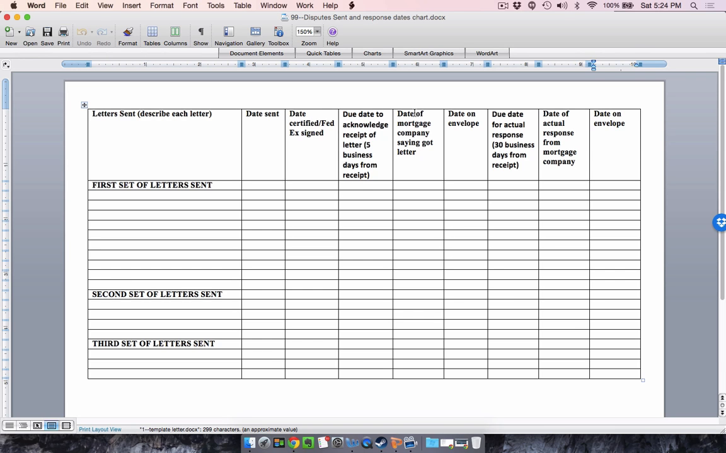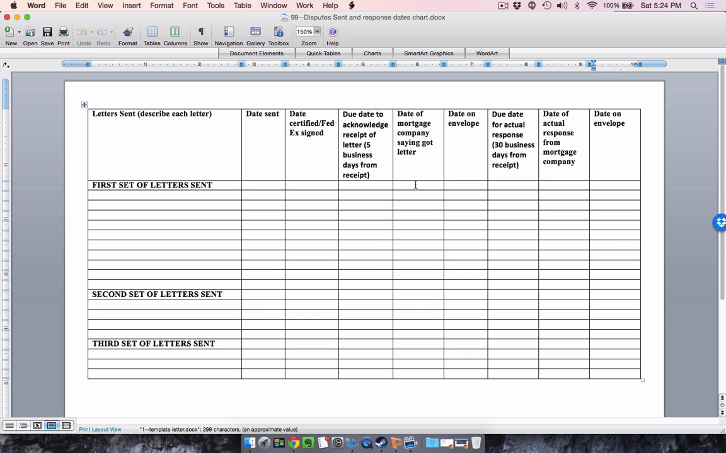Now, we need to say in here the date the company says they got the letter. Okay, so what's the date of that letter? So let's say you send it on January the 1st, they get it on January the 3rd. Say 5 business days is what, January the 10th. Well, what's the date of the letter?